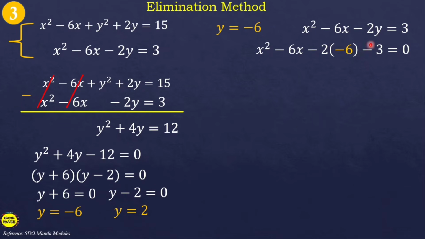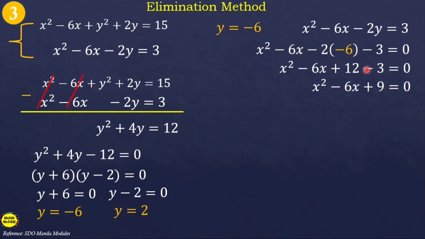So yung 3 nilipat na dito sa left side. Negative 3 is equal to 0. Then x squared minus 6x, negative 2 times negative 6, that is positive 12, minus 3. 12 minus 3, that is positive 9. So, ano na natin ito, no? Ifa-factor natin. So kapag ganito, perfect square trinomial kasi ito, no? That will become x minus 3, x minus 3 is equal to 0.